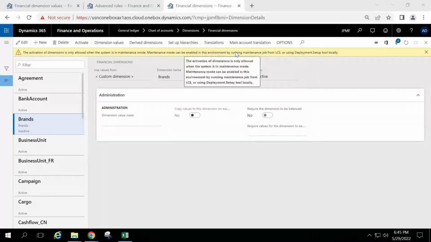Error message, whatever it is there. Maintenance mode, it is telling. So through that one you can do it. Otherwise you have SQL query. If you have SQL knowledge, through SQL query you can do it. Okay. So you cannot do it from here.